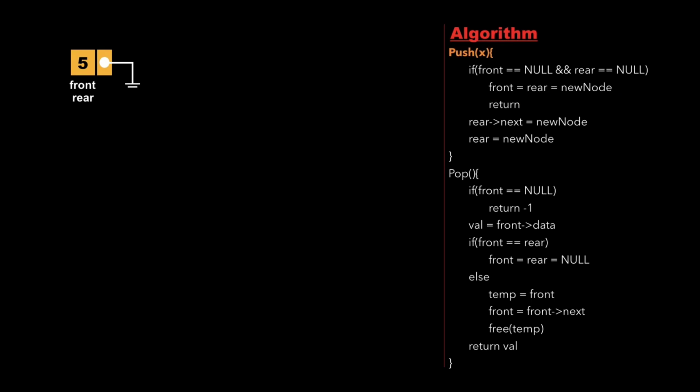Now again we want to push the element 10 into the linked list or the queue. So we create a new node with the value as 10 and the next pointer pointing to null. Again we check the same condition, which is false in this case. So we move further and we update the value of the next pointer, that is rear of next, as new node. That is, the next pointer of the node 5 will now point to 10 and we make rear as new node. So rear points to the value 10.